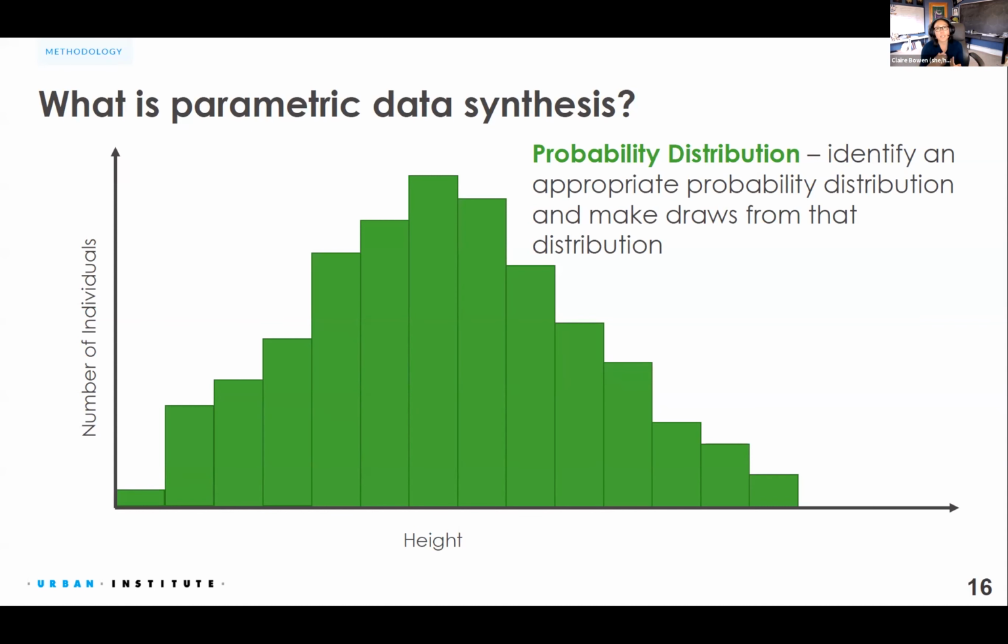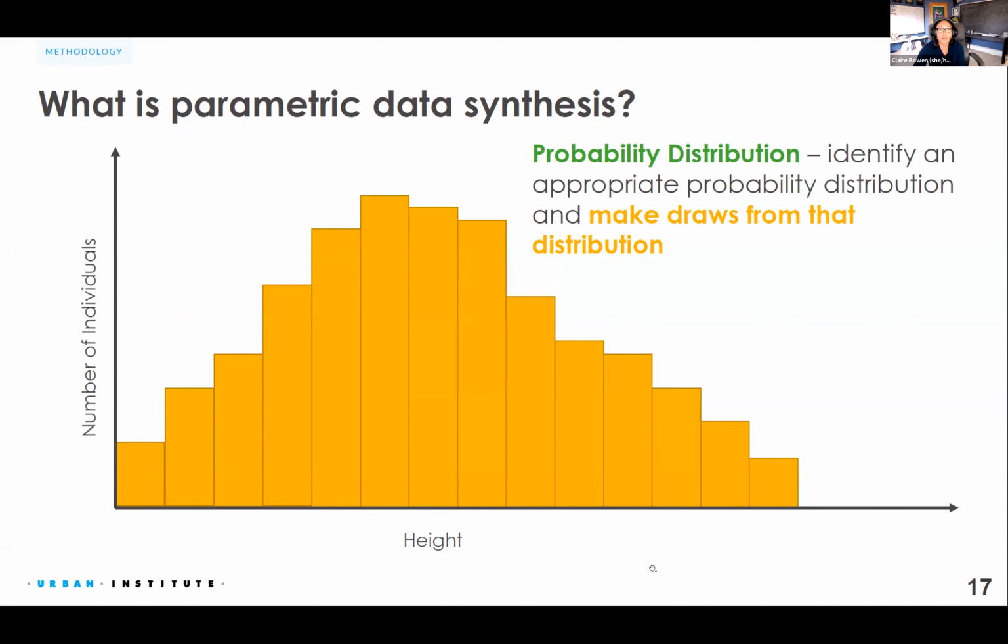So we figure out what the sample mean is and then the sample standard deviation, and then we'll make draws from that. And so you get something kind of close, but it's still not quite the same. So this is another way to generate synthetic data.